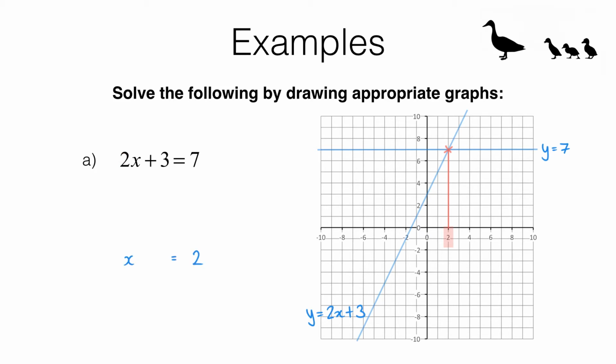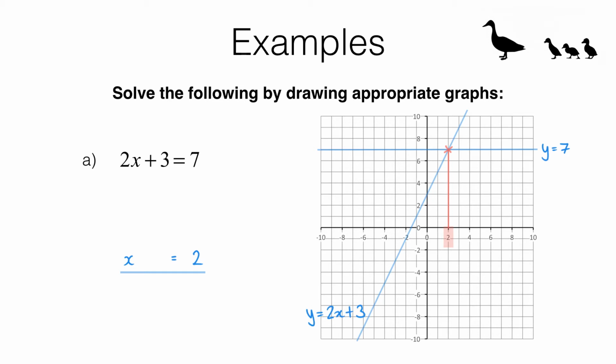Now, why does this work? Well, think about it. We're looking for when 2x plus 3 equals 7. So here is the line y equals 2x plus 3, and what this shows us is all the possible values that 2x plus 3 can take for different values of x as you go along the x-axis. And we want to know when the value of 2x plus 3 equals the value of 7. And that happens when x is 2. So that's it, we've got our solution.